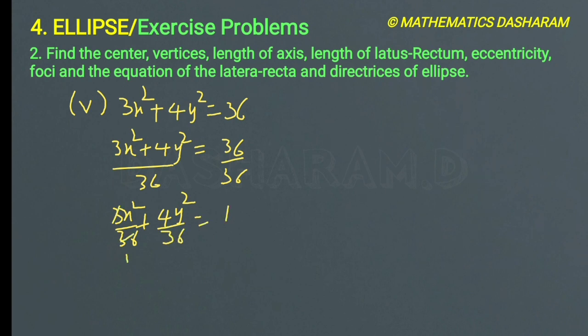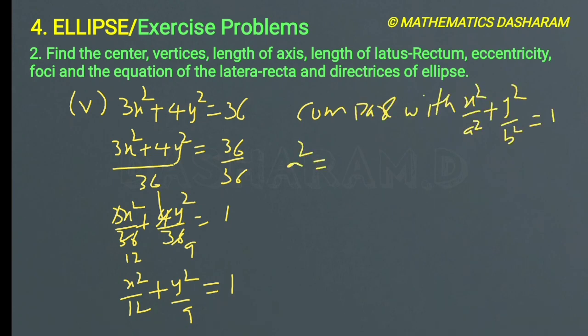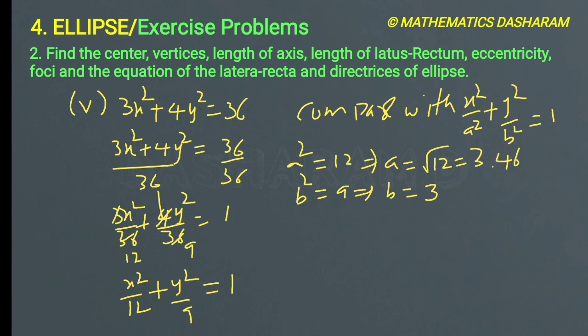Here 3 1s are 3, 3 12s are 36, so x square divided by 12, plus 4 9s are 36, y square divided by 9 equals 1. Now compare with the standard form. So a square equals 12, then a equals root 12; next b square equals 9, then b equals root 9, that is 3. Root 12 is 3.46. So here a is greater than b.